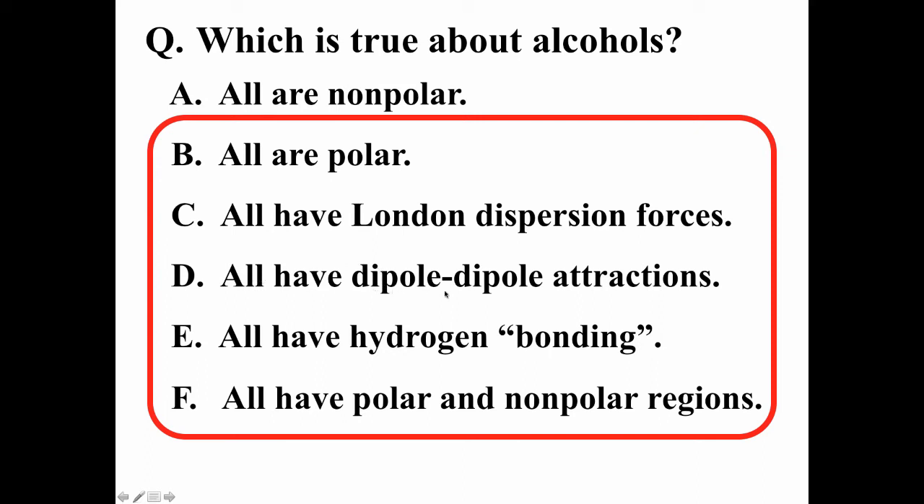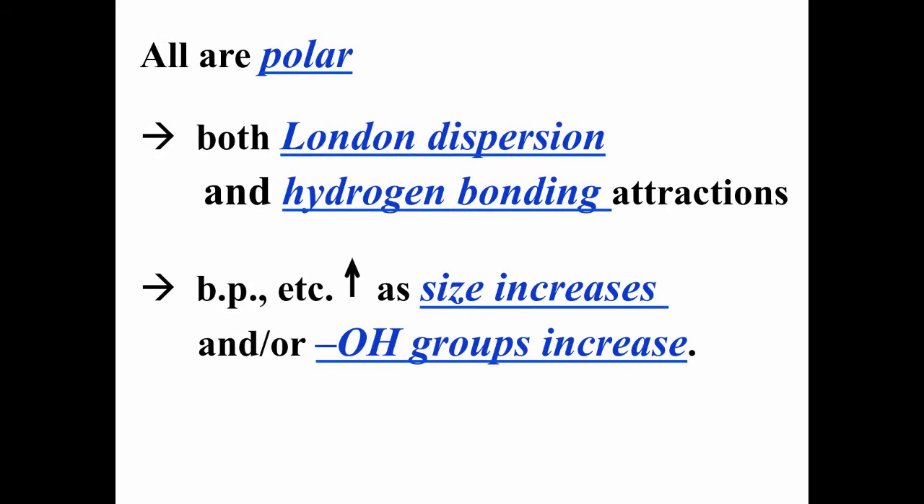Polar groups, the OH group, is a dipole-dipole attraction. It's just an extra strong one that's called hydrogen bonding, so it has that. And they do have polar and nonpolar regions. The carbon-hydrogen part is nonpolar, and the OH region is polar. So as a summary for that, they're all polar. They all have London dispersion and hydrogen bonding attractions, and the boiling point will go up as the size of the molecule increases, and or if there are more OH groups.